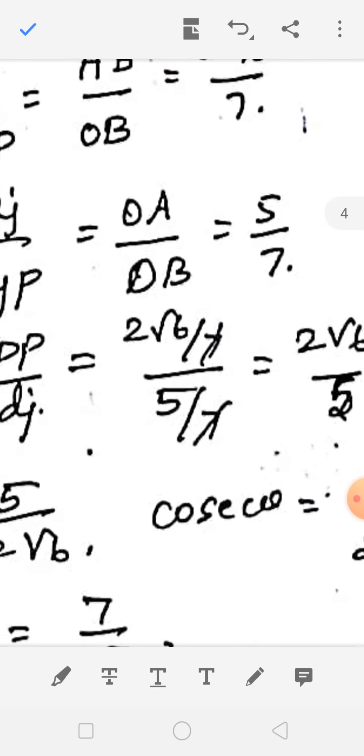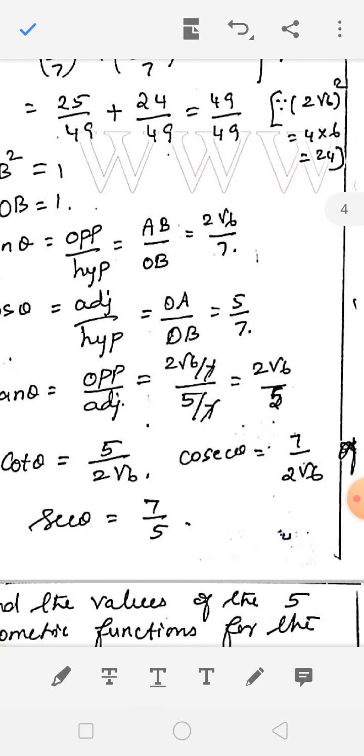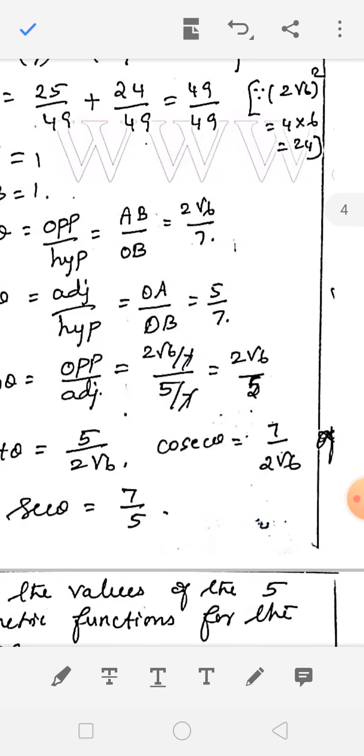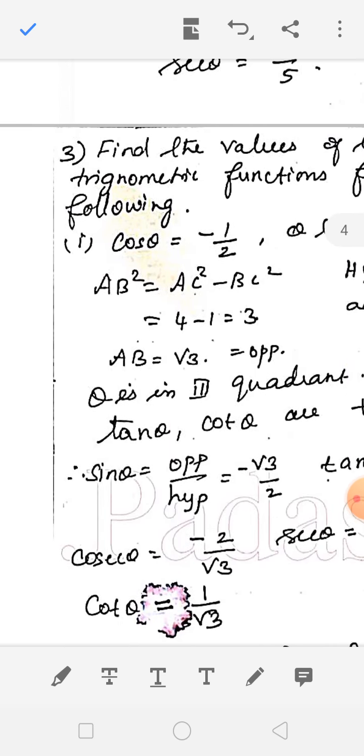So 7 gets cancelled. You get 2 root 6 divided by 5. Now I want to find out secant theta, cosecant theta, cot theta. First of all, cosecant theta. Cosecant theta is the reciprocal of what? Sin theta. So if you write the reciprocal of the sin theta value, that is cosecant theta. And then the reciprocal of the cos theta value gives you secant theta, and the tan theta value as well gives cot theta. That's it. So this is how we prove the second sum.